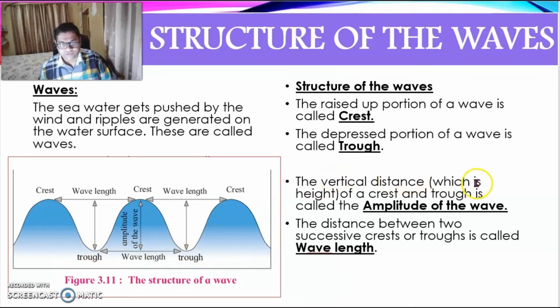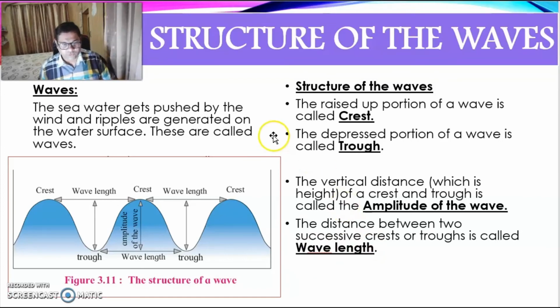The vertical distance, which is the height of a crest and a trough, is called the amplitude of the wave. There's a vertical distance. Then the distance between two successive crests, one crest here, and a crest here, or trough. The distance between troughs or crests is called wavelength.